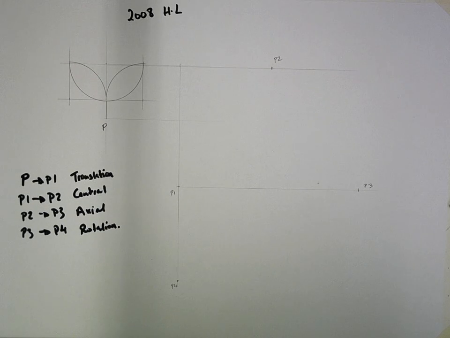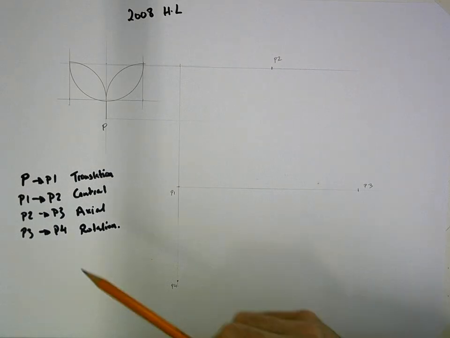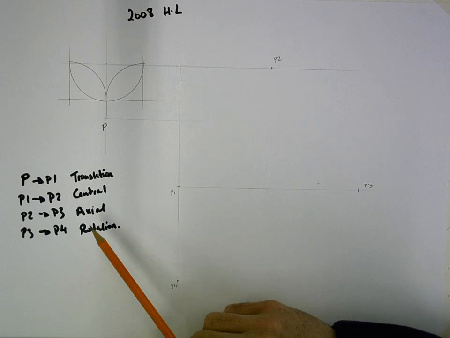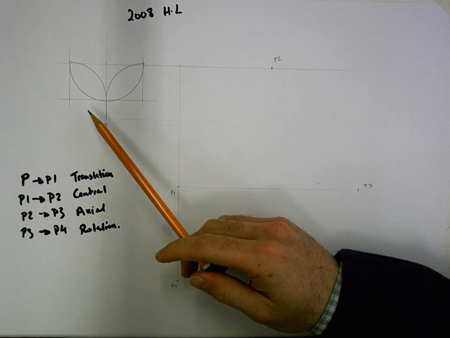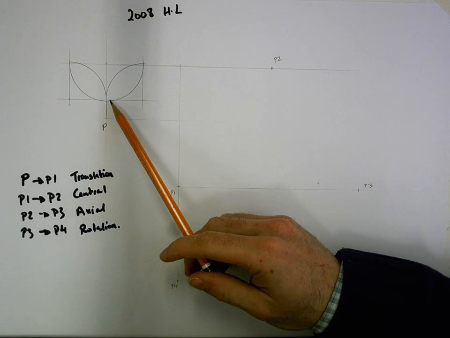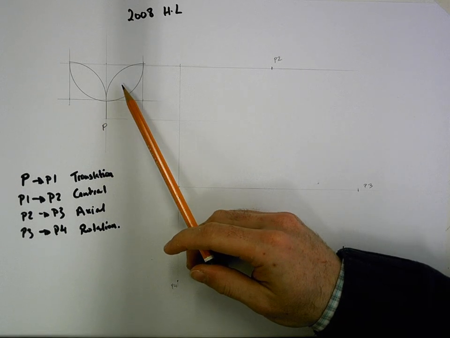Okay, so looking at 2008 higher level question. The four usual types of transformation are here: translation, central symmetry, axial symmetry, and finally a rotation at the end, which most people find difficult. So looking at the shape itself, it's based around intersecting arcs.